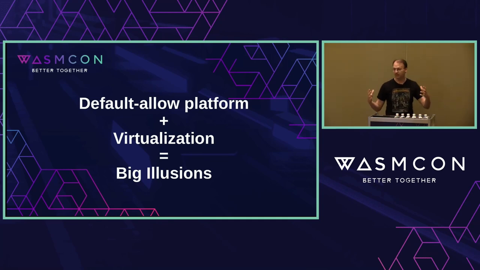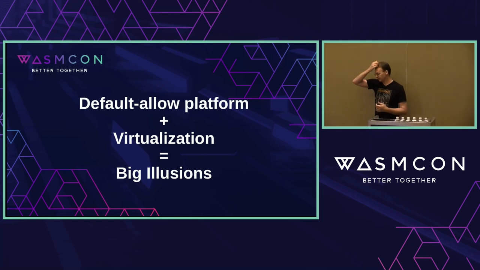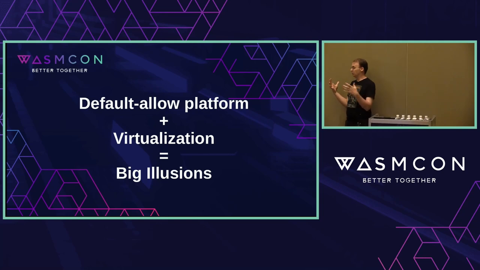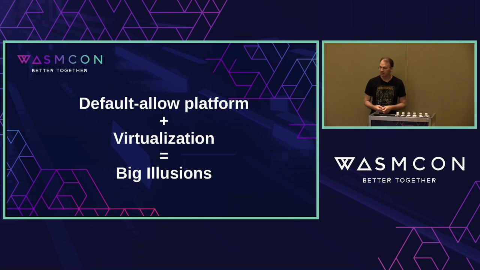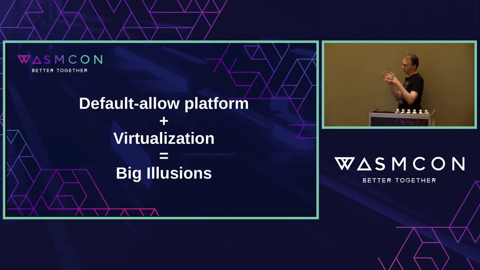So the general pattern here is we have a default allow system. In the case of both Unix and the older computers that didn't have operating systems, it says default allow, we're going to give you everything, and then later on we figure out, oh, now we're going to virtualize this thing. And that means we need to present a very big illusion to the program. This illusion has a lot of surface area, a lot of features, a lot of things that need to be presented just as if you were the only person in the world running on this computer built just for you.